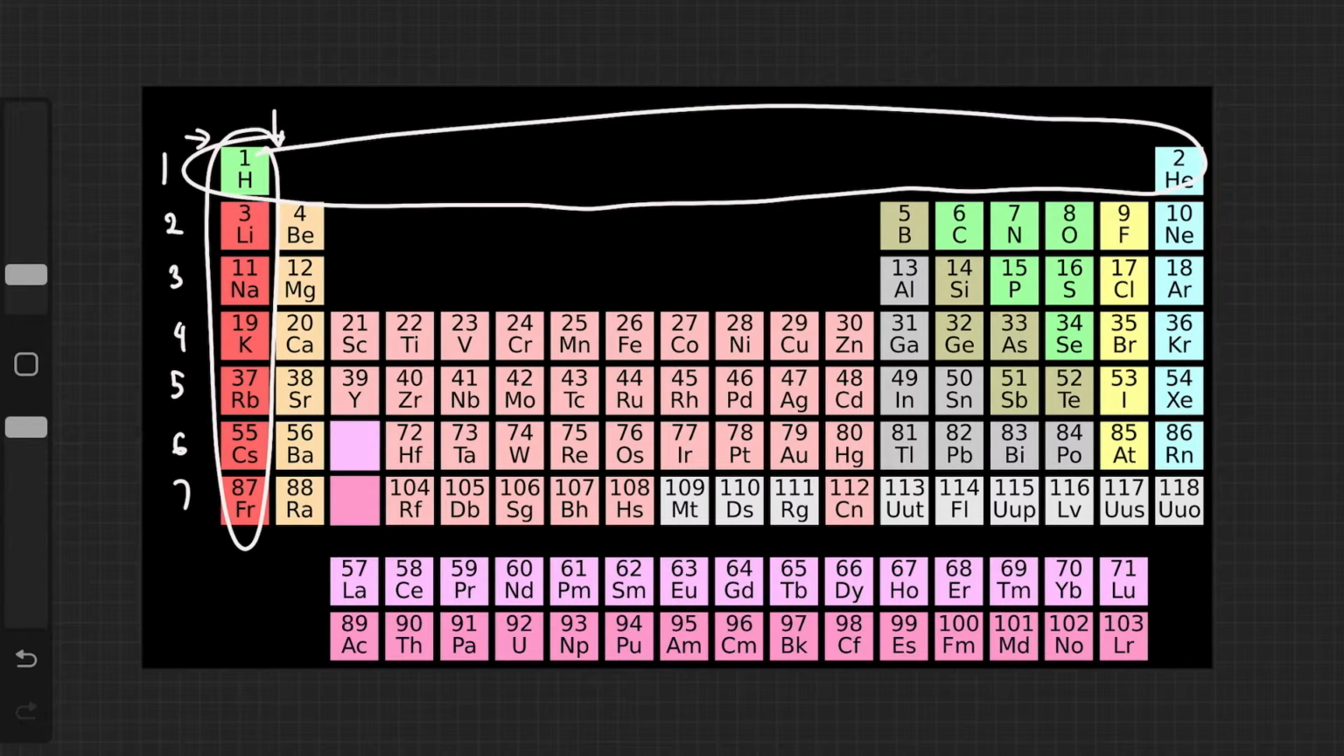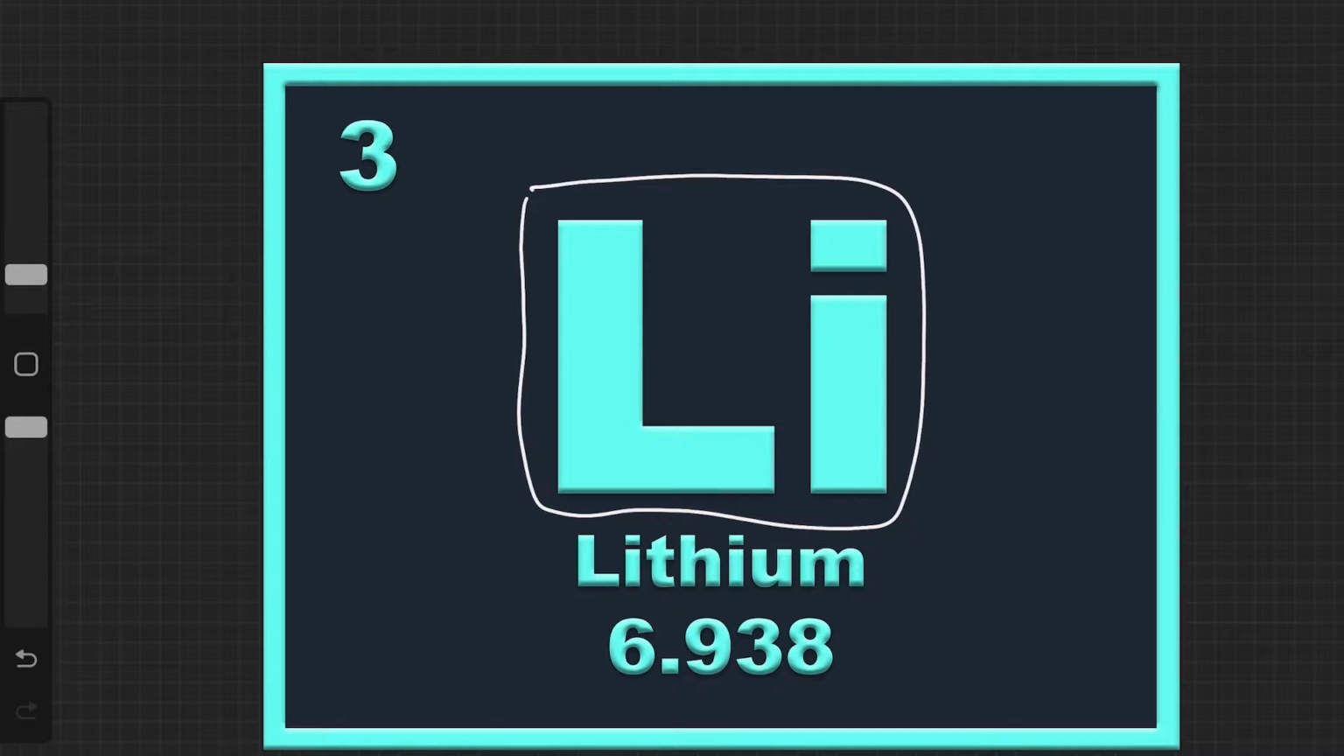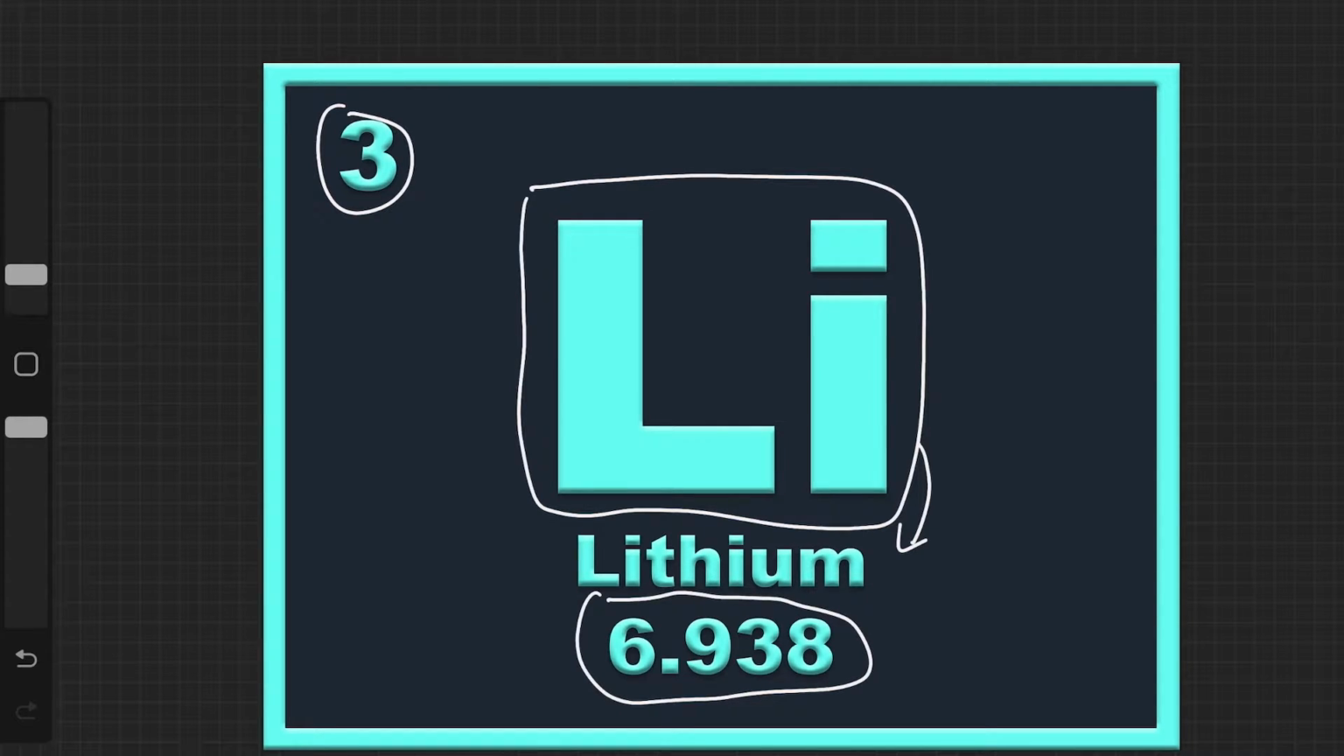Now let's take a look at individual elements in the periodic table. Let's take lithium for example. In the middle of the element, we have the symbol Li, which simply stands for lithium. Additionally, we have two numbers, 3 and 6.938. What do these numbers stand for? Let's take 3 for example. We have the atomic number.